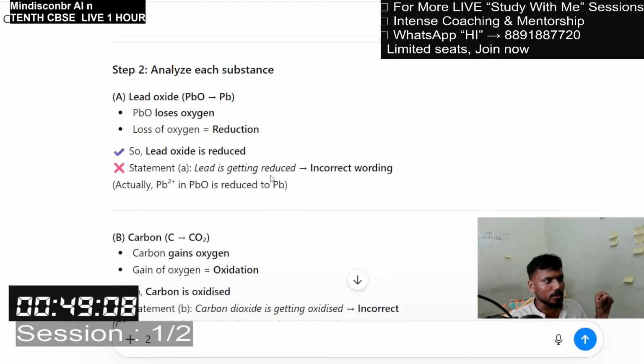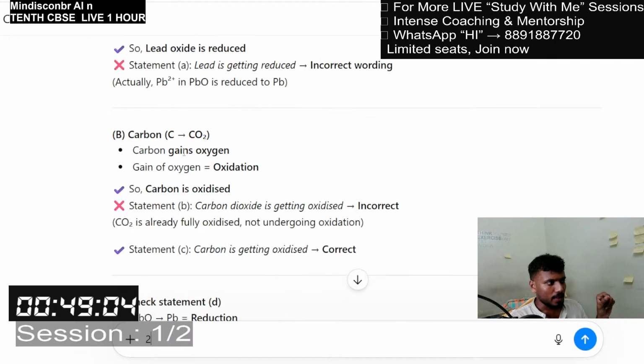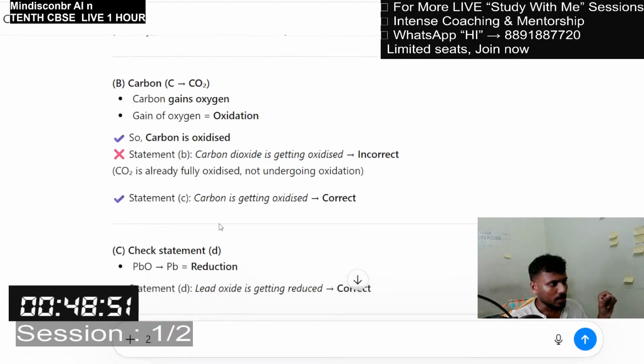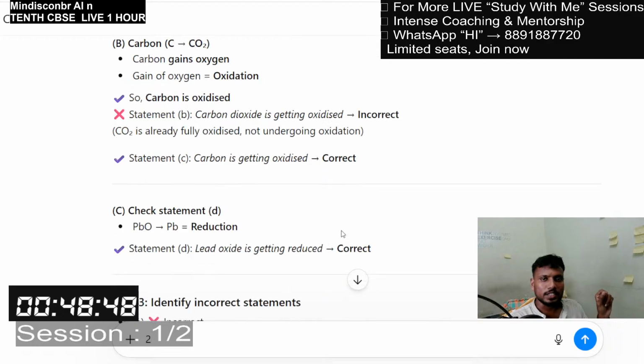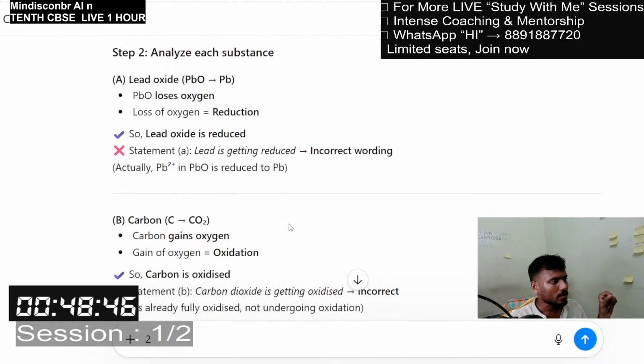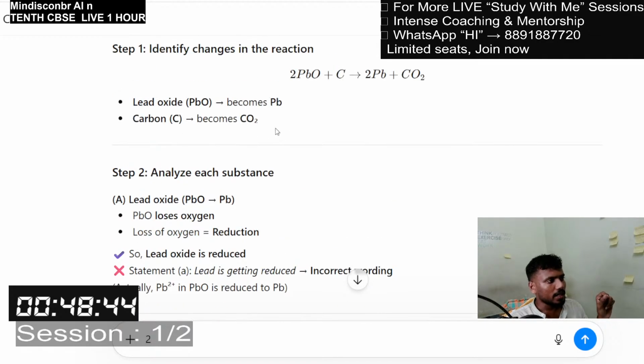So 'lead is getting reduced' is an incorrect statement in the question. Carbon is converted into carbon dioxide. Carbon gains oxygen, and gain of oxygen is oxidation, so carbon is oxidized. The statement 'carbon dioxide is getting oxidized' is incorrect, as carbon dioxide is already fully oxidized, not undergoing oxidation. The statement 'carbon is getting oxidized' is correct. We can see this clearly: lead oxide PbO is reduced to Pb and carbon is oxidized to carbon dioxide.